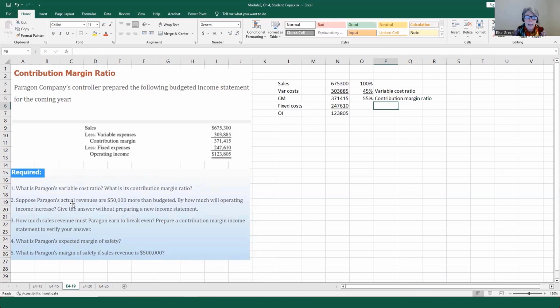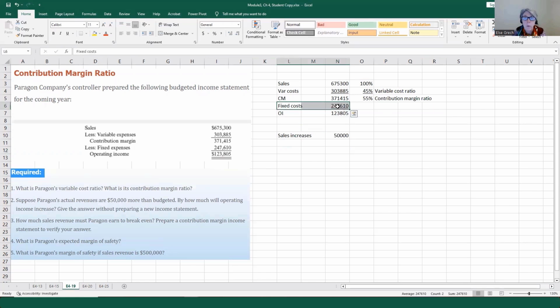Suppose the company's actual revenues was $50,000 more than budgeted. So now, actual revenues is $50,000 higher. That's what they're saying. This would be now the adjusted sales. It says, by how much will operating income increase? So how much will operating income increase by? Well, if sales is increasing, I'm going to put sales increases. If sales increases by $50,000, how much will the operating income change by?